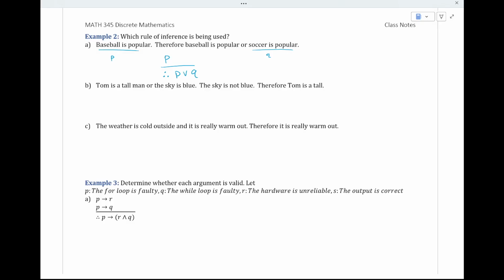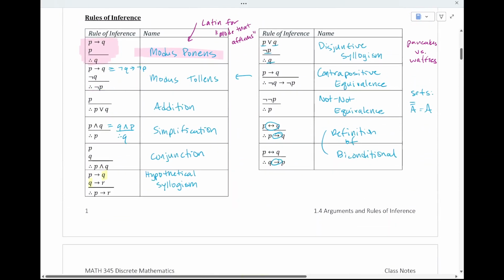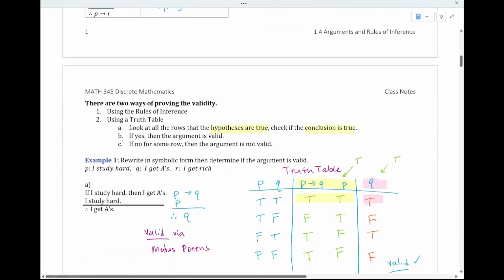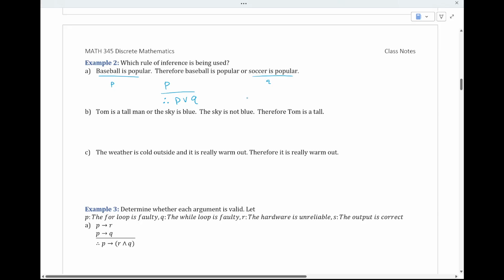This looks like a rule. This one looks like, let me scroll up a little bit. P, therefore P or Q. Which rule was that? That is addition. P, therefore P or Q. So this rule is called addition.